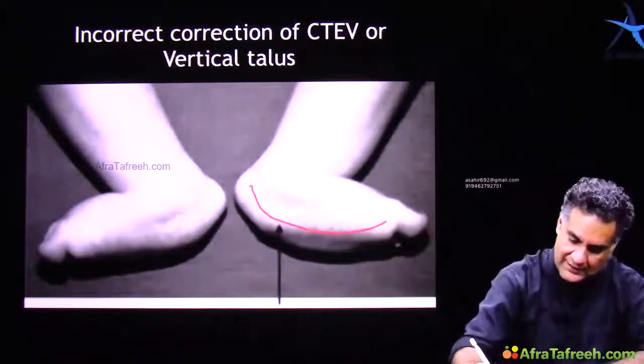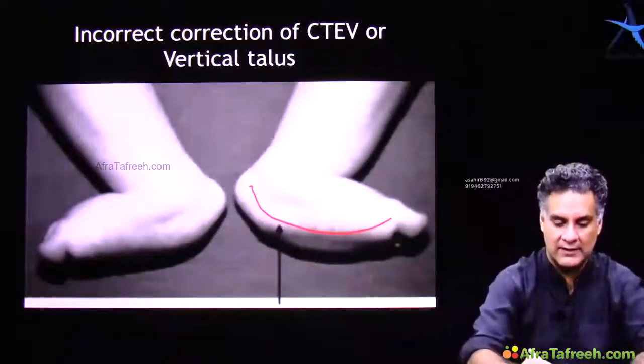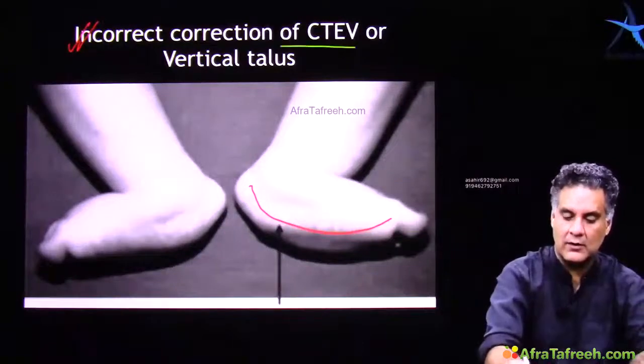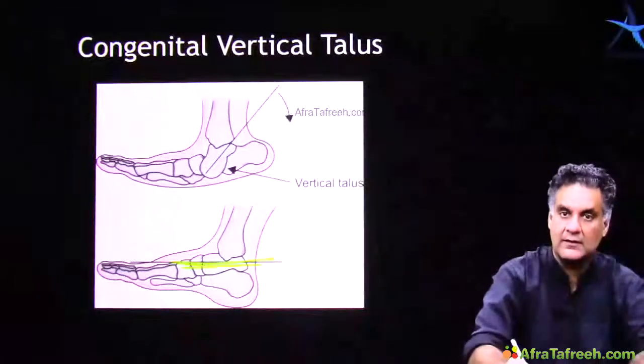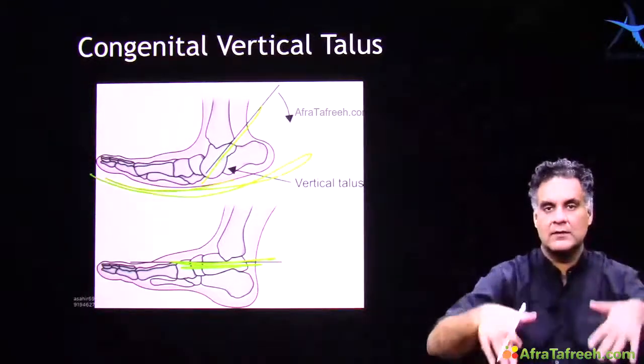And this is rocker bottom foot. The foot of the child is like a rocker bottom. It can occur because of incorrect correction of CTEV. If you don't follow the correct order, or if the talus is vertical. Normally talus is horizontal, but if it's vertical, it can cause rocker bottom foot.